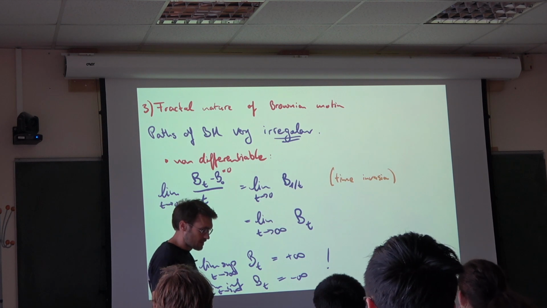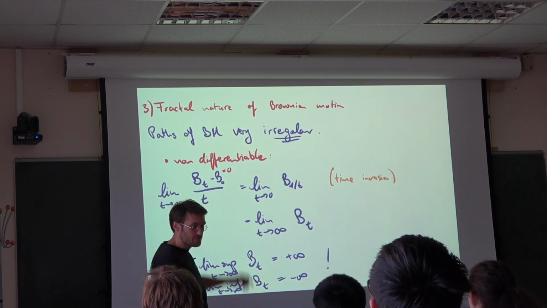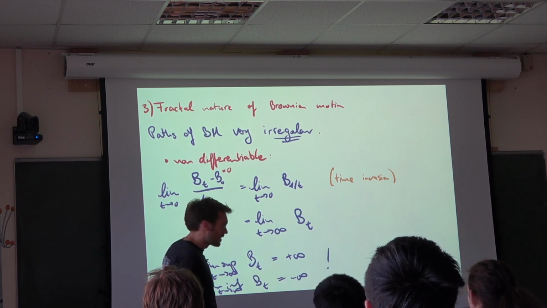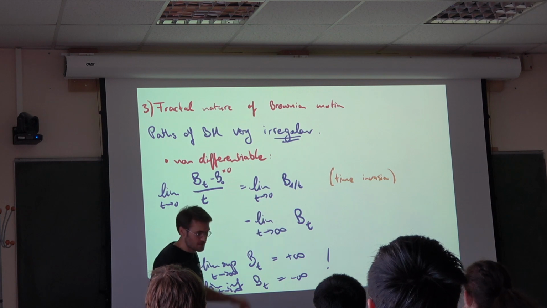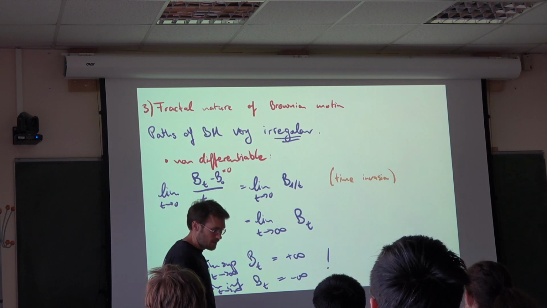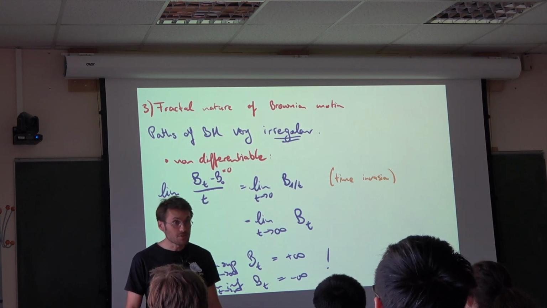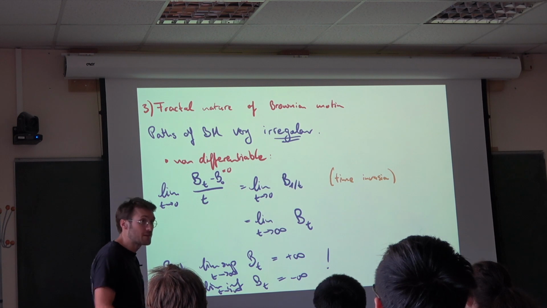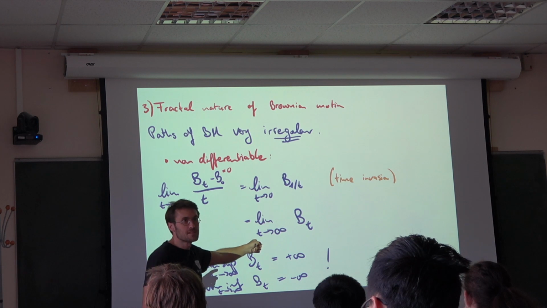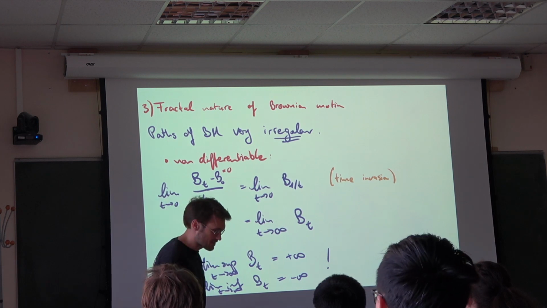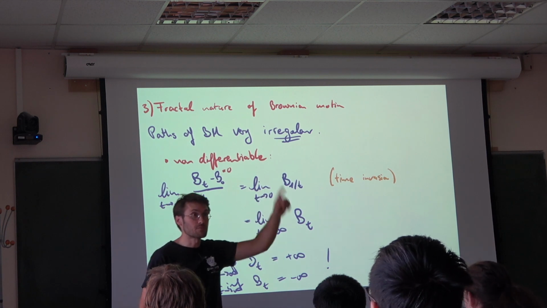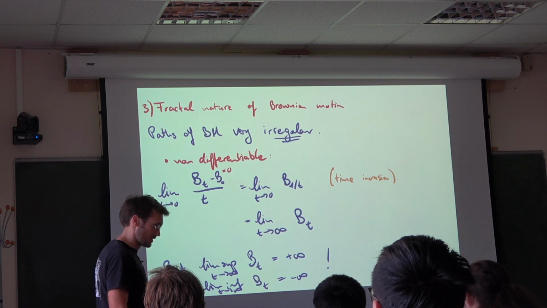So if B_t was differentiable with probability 1 or with positive probability at 0, then this term here should converge to a limit. But of course B_t is a Gaussian with variance that increases in time. It's a Gaussian with variance t. So there is no hope that this thing converges to anything. In fact, it turns out that it oscillates infinitely between plus infinity and minus infinity.